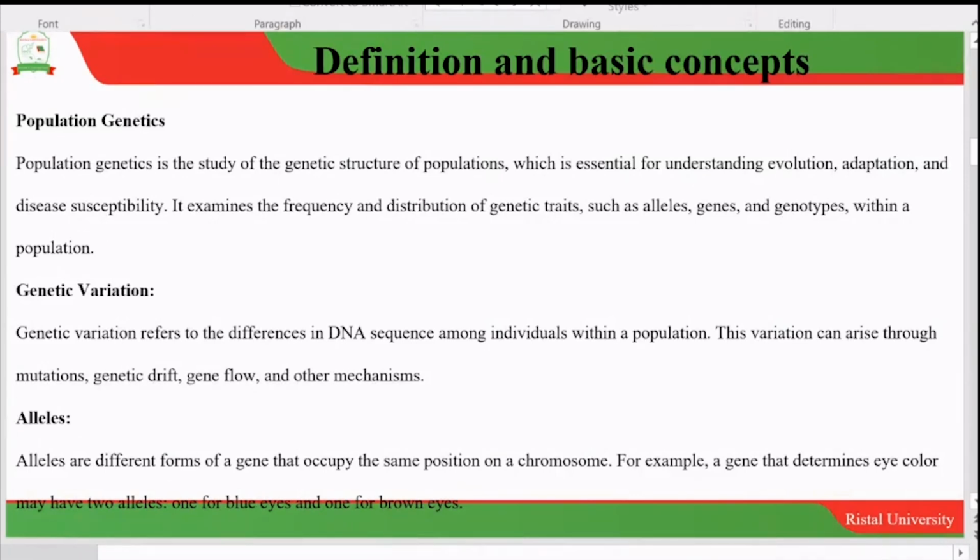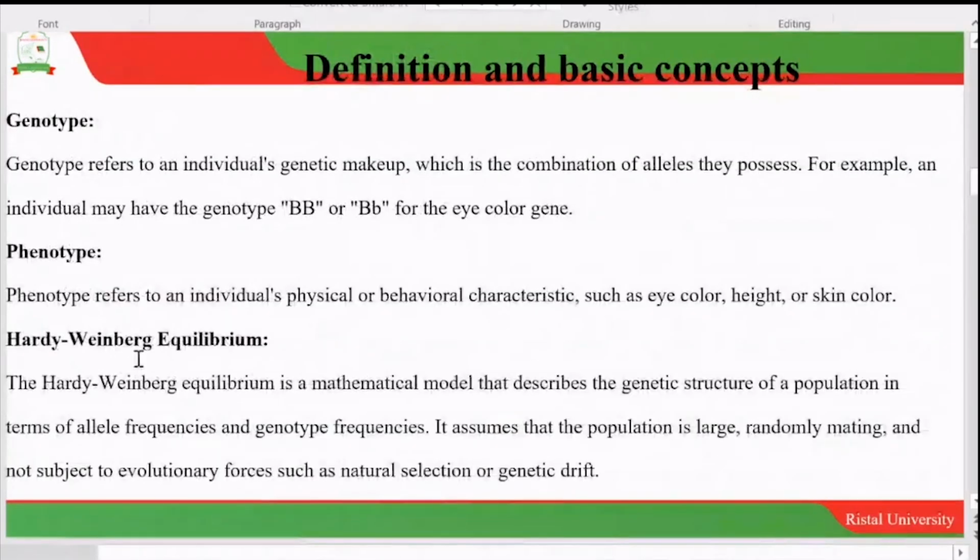And then we look at another term that is the genotype. When we're referring to a genotype, we're looking at an individual's genetic makeup, which is the combination of alleles that they possess. For example, an individual may have the genotype black or black-brown for the eye color gene. So a combination of these alleles is actually what we refer to as a genotype. Then a phenotype in other terms also refers to an individual's physical or behavioral characteristic, such as an eye color, height, or a skin color.